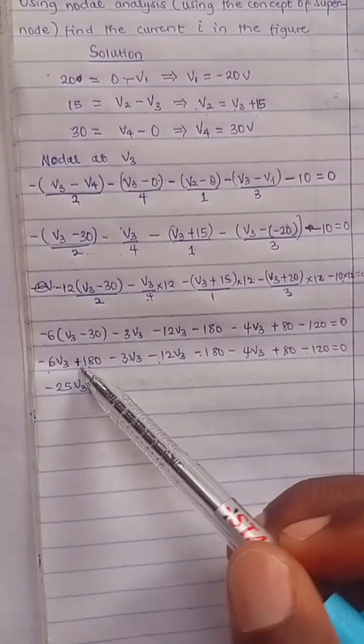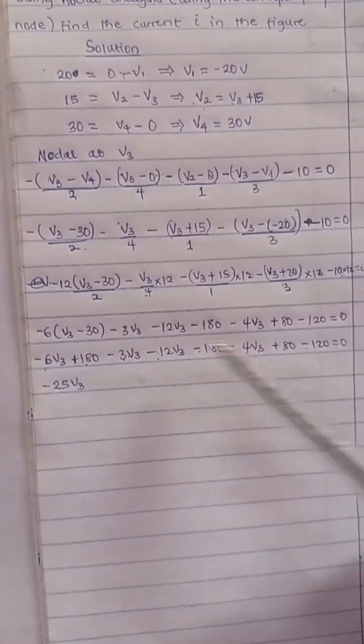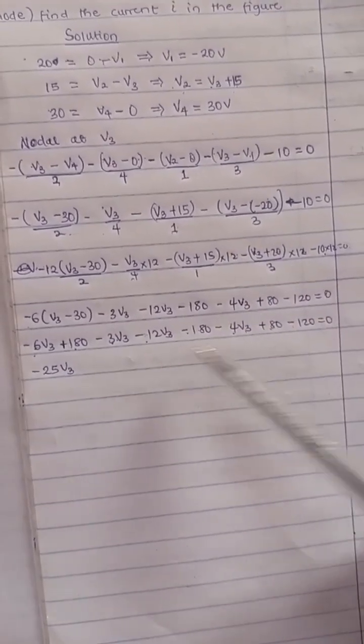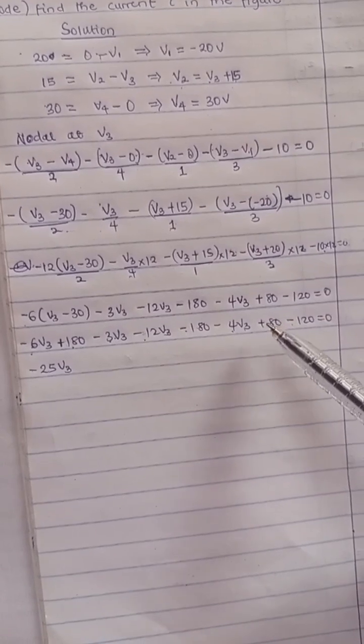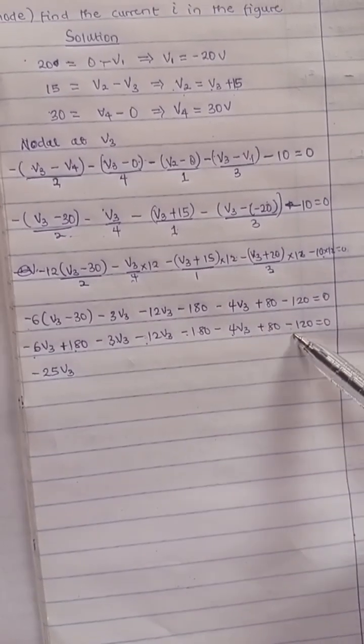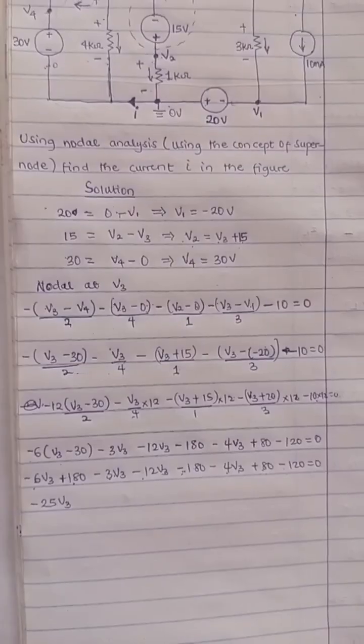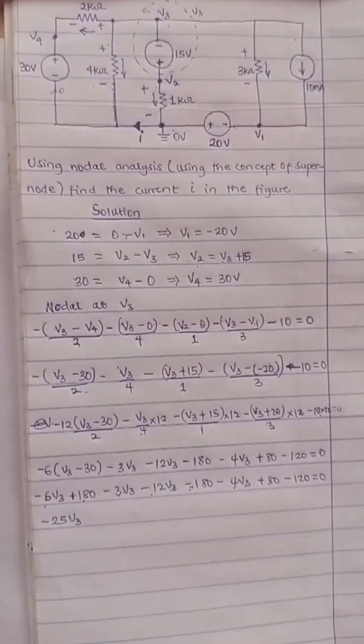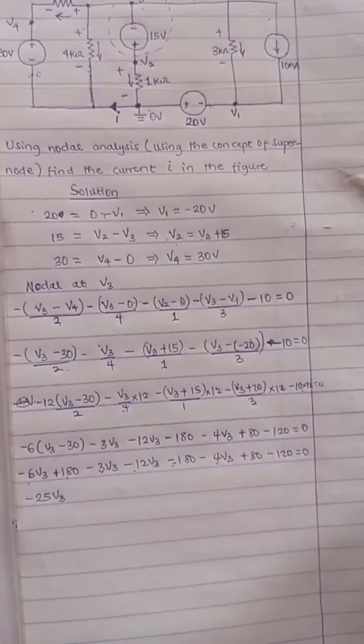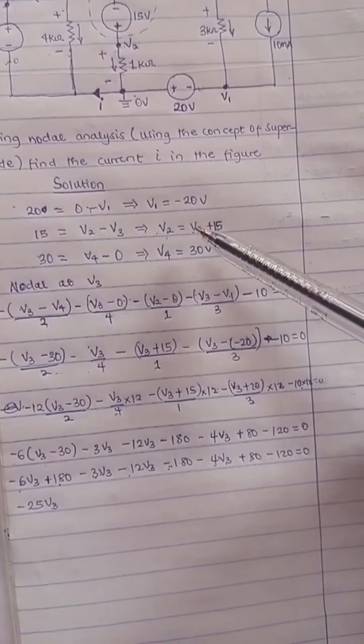So this and this plus 180 minus 180 cancel out, that gives us 0. Then plus 80 minus 120. All right, pardon some of my mistakes. I think I made a mistake at the beginning part here.